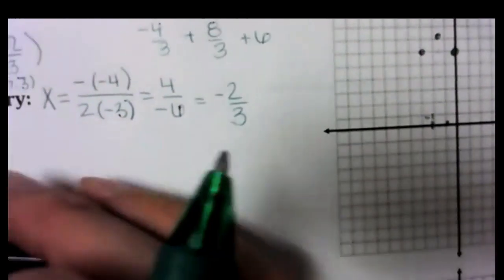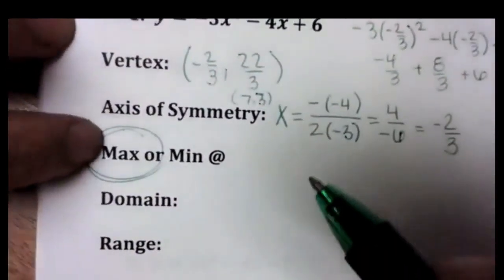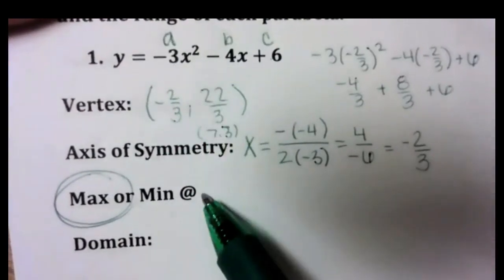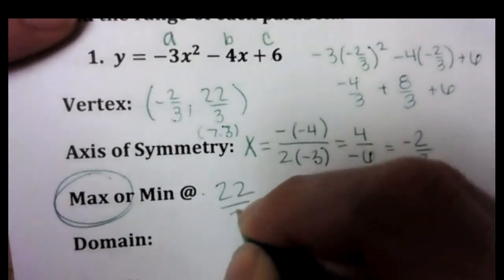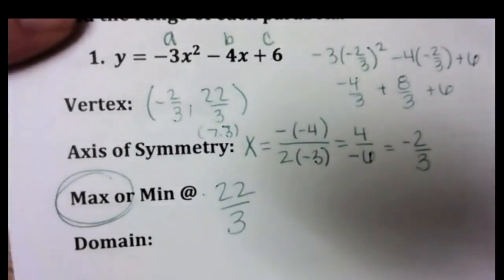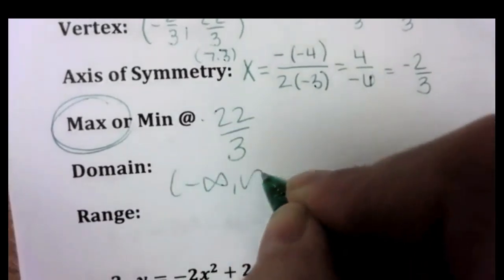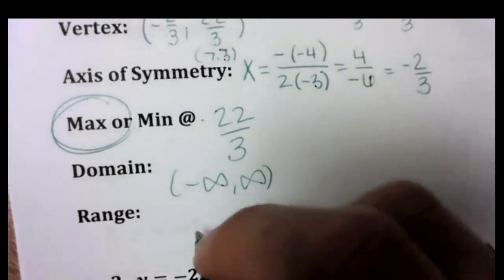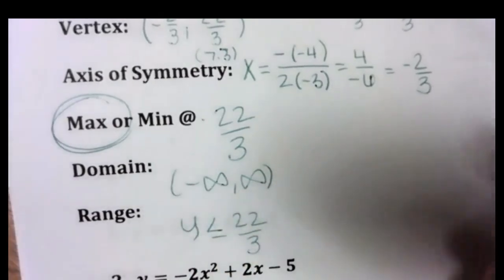And then this graph is going to have a max because of the negative on the a. It's open down for that reason. The max is always at k, so it's at 22/3. My domain is always all reals. My range is going to be less than or equal to 22/3.